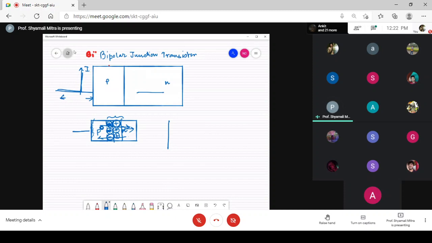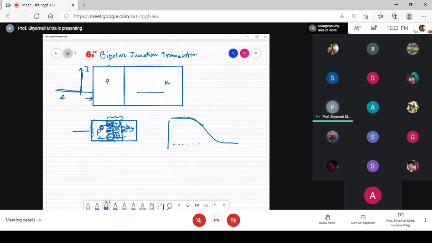And then what is this now? Now we are going to apply some bias to it. And in this case, under no bias condition, what we have seen is that if this is your P and this is your N, then we had this sort of energy band diagrams.